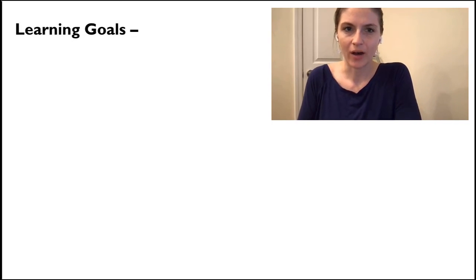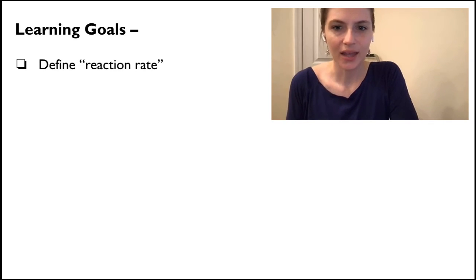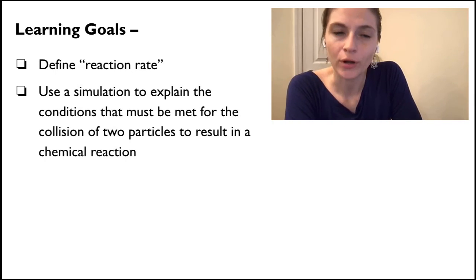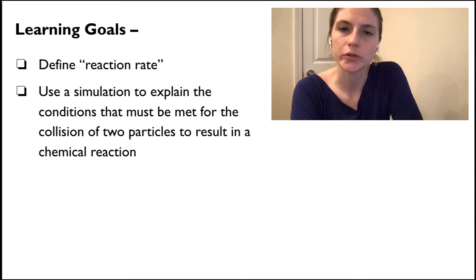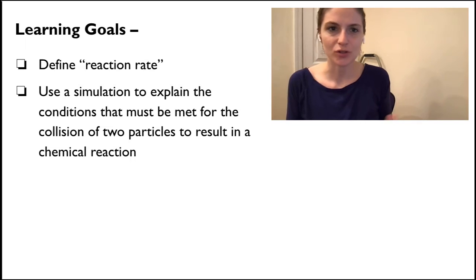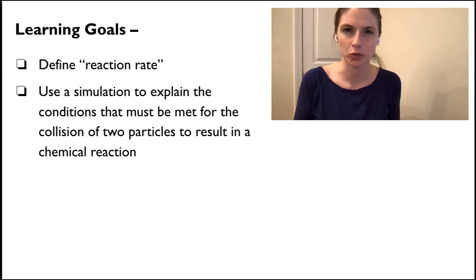In this video, we're going to recap a little bit of what you've learned so far about kinetics and reaction rates. Specifically, we're going to be thinking about what we really mean when we say reaction rate, and we're going to use a simulation to help us explain the conditions that must be met in order for the collision of two particles to result in a chemical reaction. Another word for this idea is collision theory. So this video is going to focus on reaction rate and understanding collision theory in a more visual way.